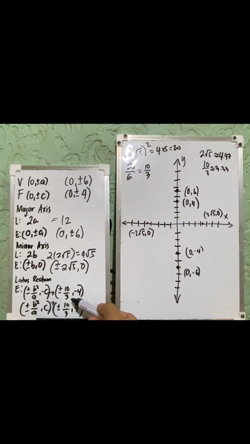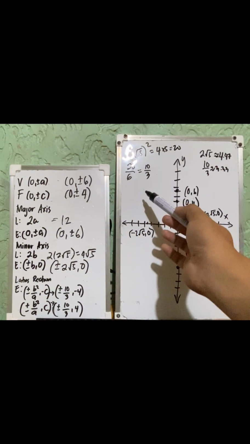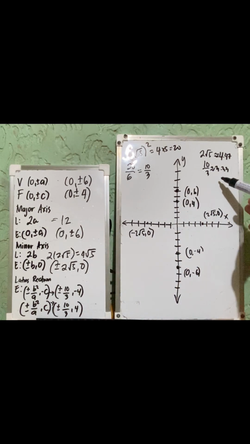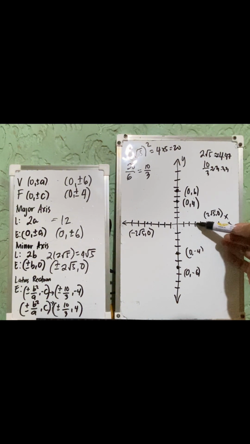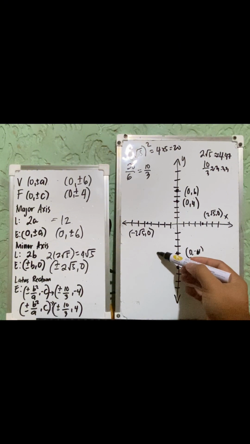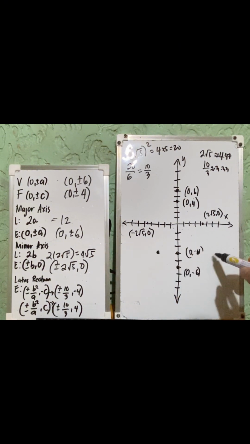So this is our x value for the latus rectum. So positive or negative 10 over 3, negative 4, and positive or negative 10 over 3, positive 4. So where is that located? You will just look here. The value of 10 over 3 is approximately 3.33. So that is 1, 2, 3, 3.33, 4. So our point is here. And 1, 2, 3, 3.33. This is 10 over 3.